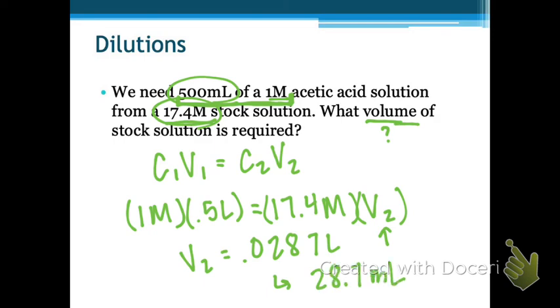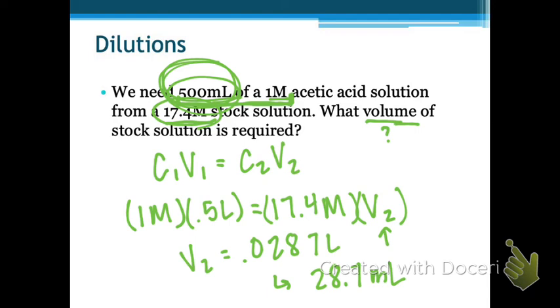Okay, I would take it in either liters or milliliters. It makes no difference. But do you see how I just need a small portion of that, right? Out of my 500 milliliter solution, only 27.8 milliliters of that is acetic acid. Everything else is water, right? And that's not even pure acetic acid. That's acetic acid at 17.4 molar, right? So even part of that's water.